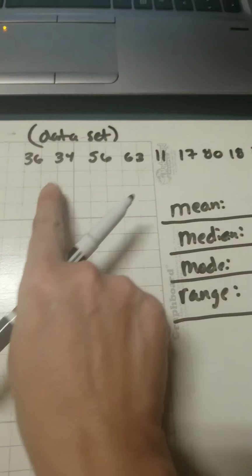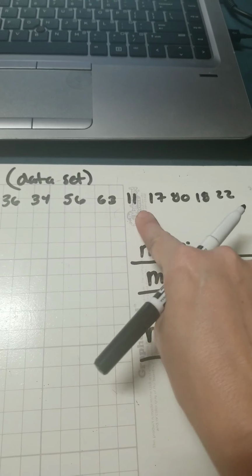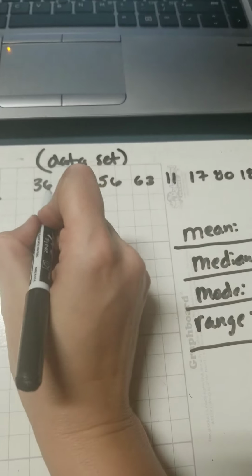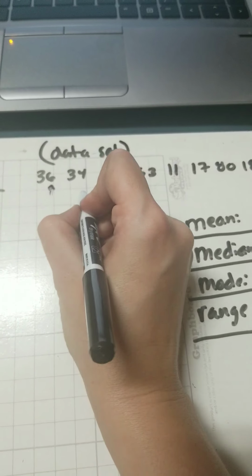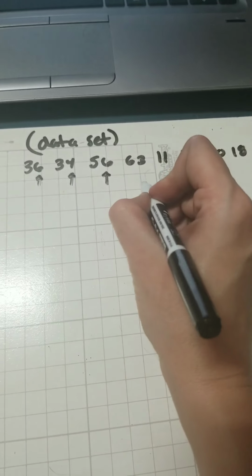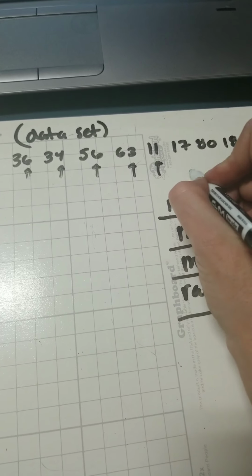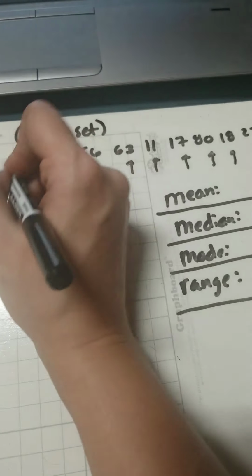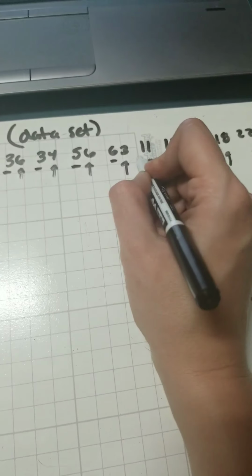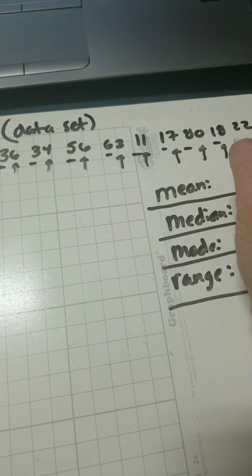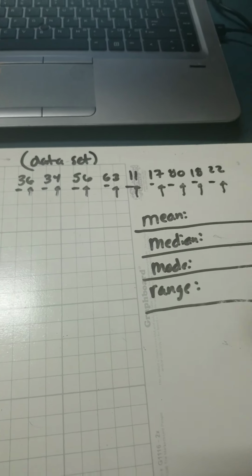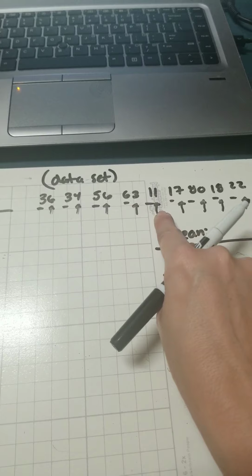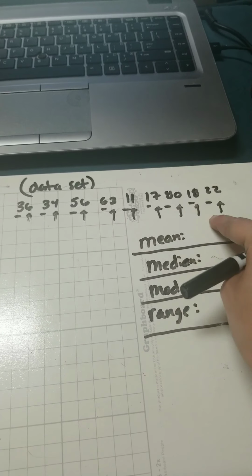Okay, so we have 36, 34, 56, 63, 11, 17, 80, 18, and 22. So the leaves is typically your ones place. It's the very last place value of the given numbers. And then our stem is going to be our tens place, because every single one of these is a tens value. So we have 30, 30, 50, 60, 10, 10, 80, 10, and 20.